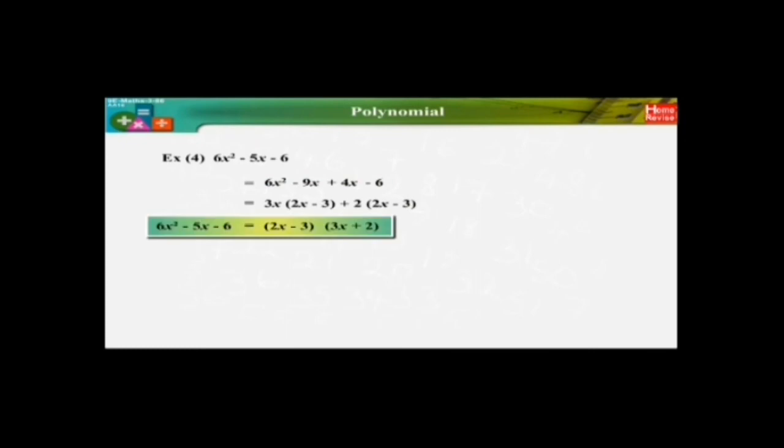Next example, 6x square minus 5x minus 6, which is equal to 6x square minus 9x plus 4x minus 6, which is equal to 3x into 2x minus 3, plus 2 into 2x minus 3, which is equal to 2x minus 3 and 3x plus 2. So the factors are 2x minus 3 and 3x plus 2.